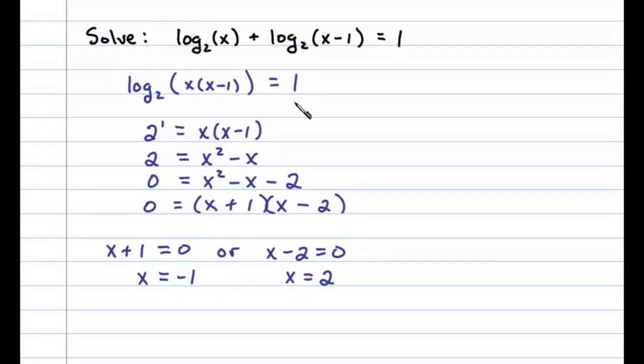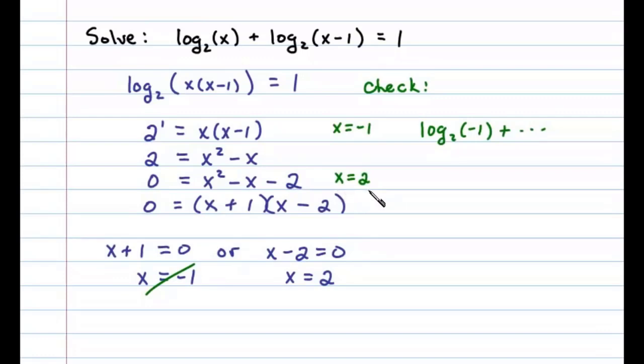Now remember, applying the definition like this introduces the possibility for extraneous solutions, so we need to check our answers. When I substitute x equals negative 1 into the original, we have log base 2 of negative 1 plus... at this point I'm going to stop, because I know the log of a negative number is undefined. And that tells me x equals negative 1 is extraneous.